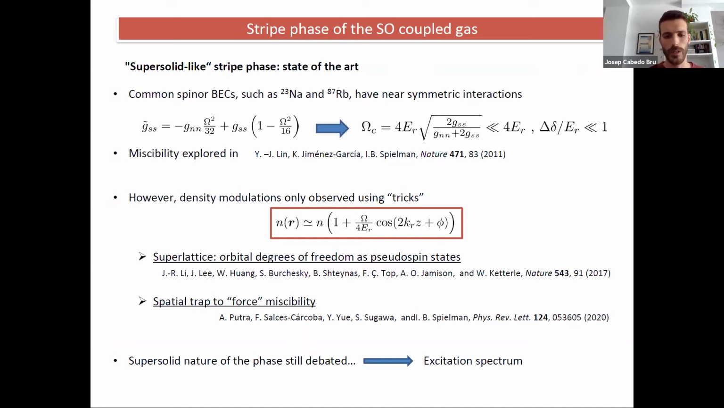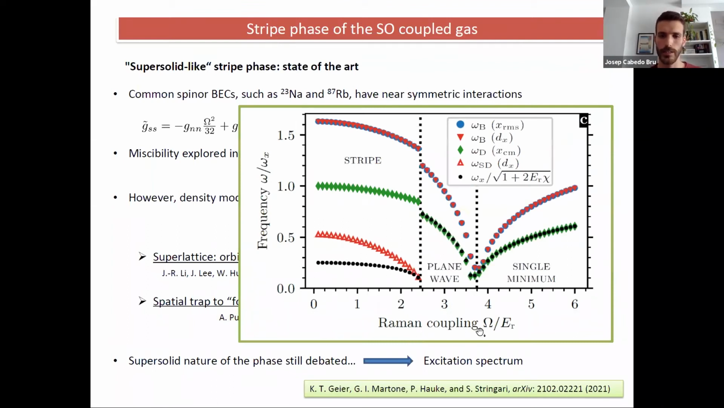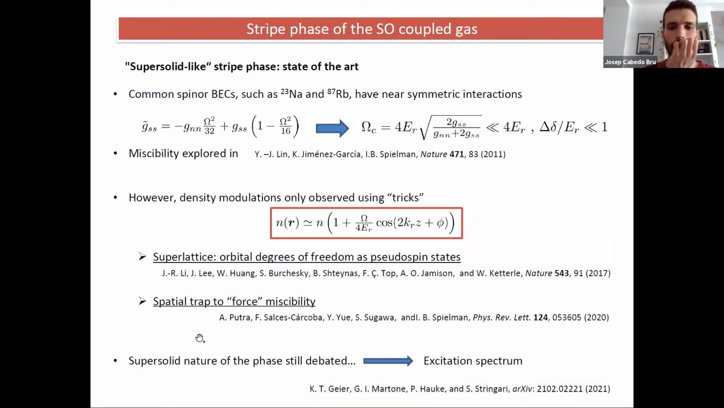And nowadays, the research is shifting focus towards the excitation spectrum. In this regard, there's this recent theoretical work where they study this assuming a gas with a strong non-symmetric interaction. But to date, no experimental work has addressed this in spinor gas.